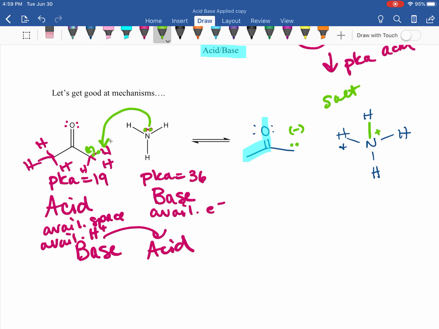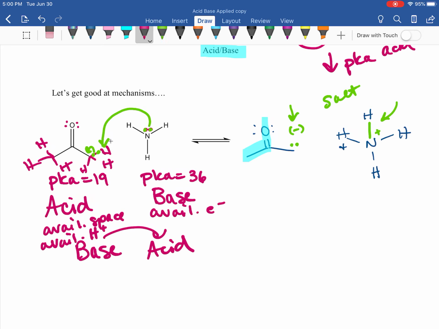Okay, this is awesome. So this is our salt. We just made our salt. And our mechanism drew that process. We literally left behind this lone pair and we formed that bond. That's why I love to color code. We're going to track everything.